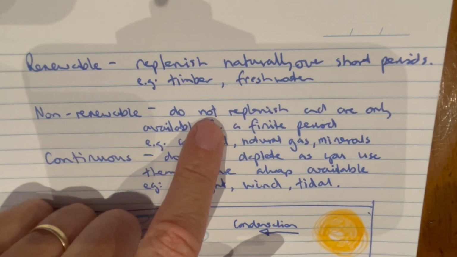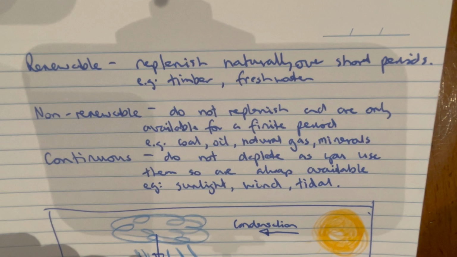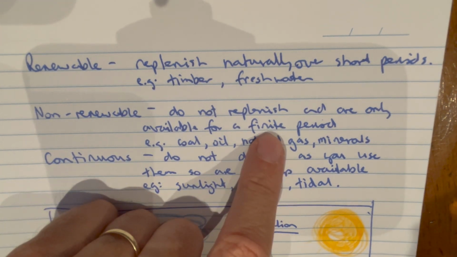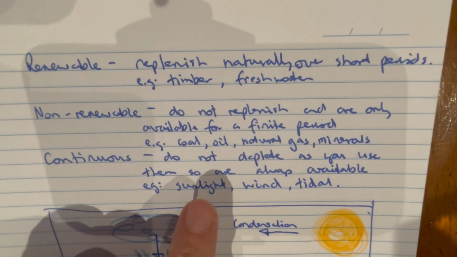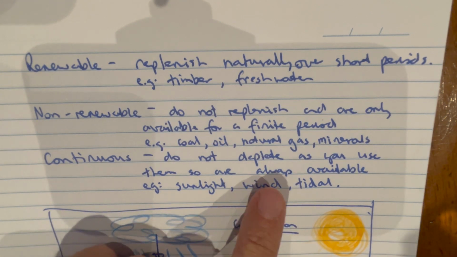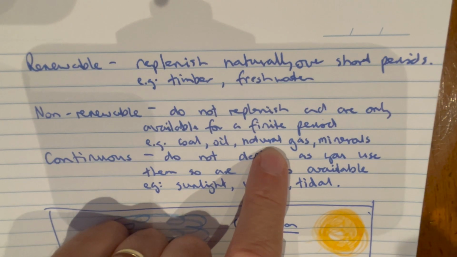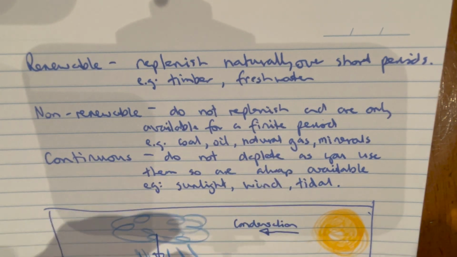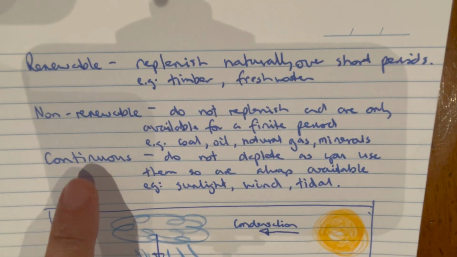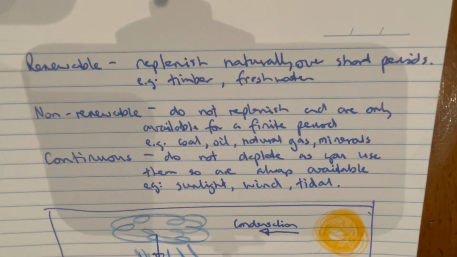Non-renewables are ones that do not replenish, and so they're only available for a finite period of time, and examples of this would be things like coal, oil, or natural gas, and minerals. Now, notice it's natural gas because gases are obviously one of the different forms. So just the word gas on its own is not enough. We need to be able to define it a bit more accurately than that. And the last one is continuous. So these are ones that do not deplete as you use them. So they are always available, and these are examples like sunlight, wind, and tidal energy.